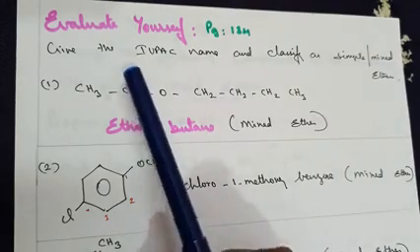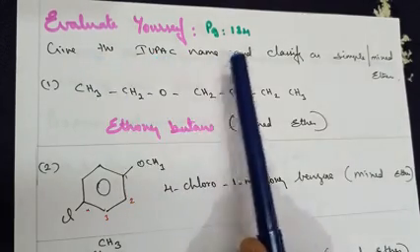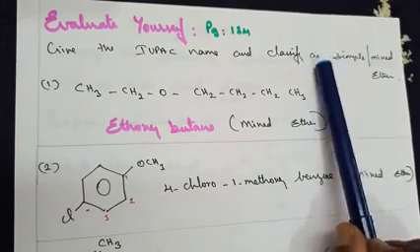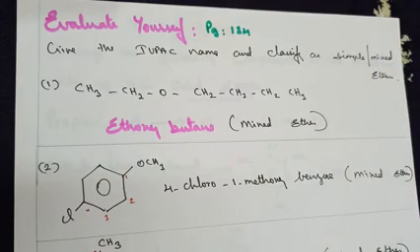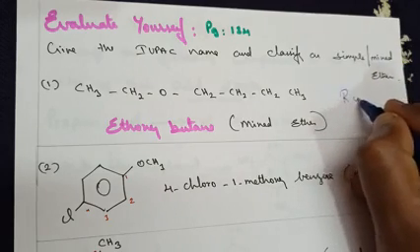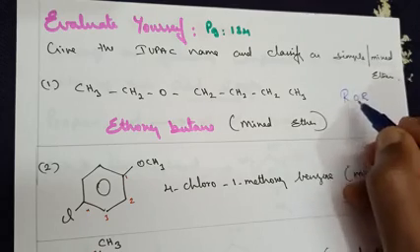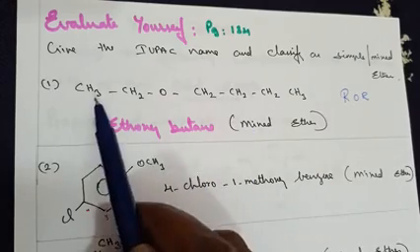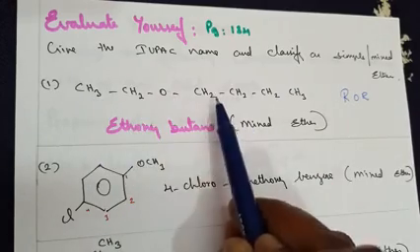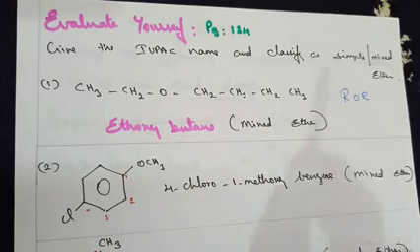The given question is, give the IUPAC name and classify the following as a simple or a mixed ether. You know the functional group of ether is represented as R-O-R. Between two alkyl groups we have an oxygen here. Now this is the given structure: CH3, CH2, O, CH2, CH2, CH2, CH3.